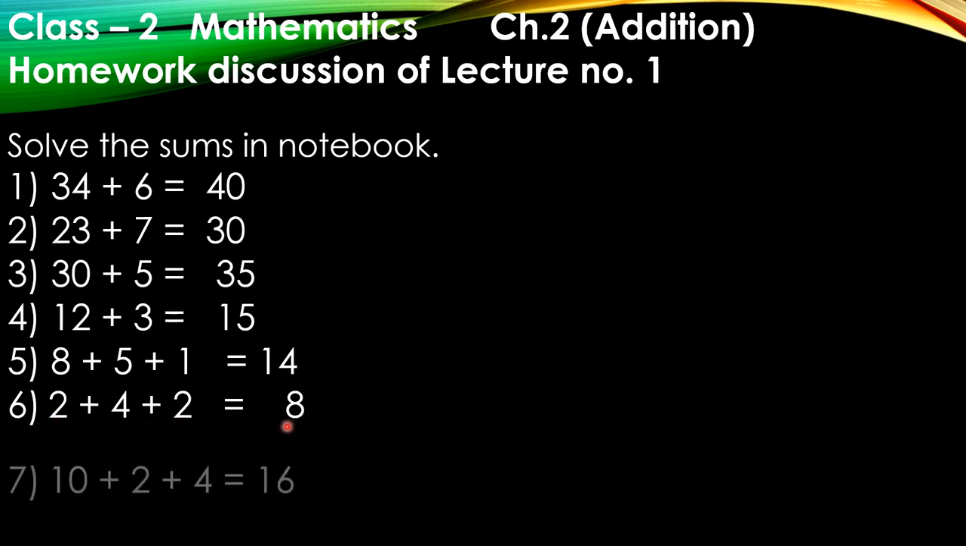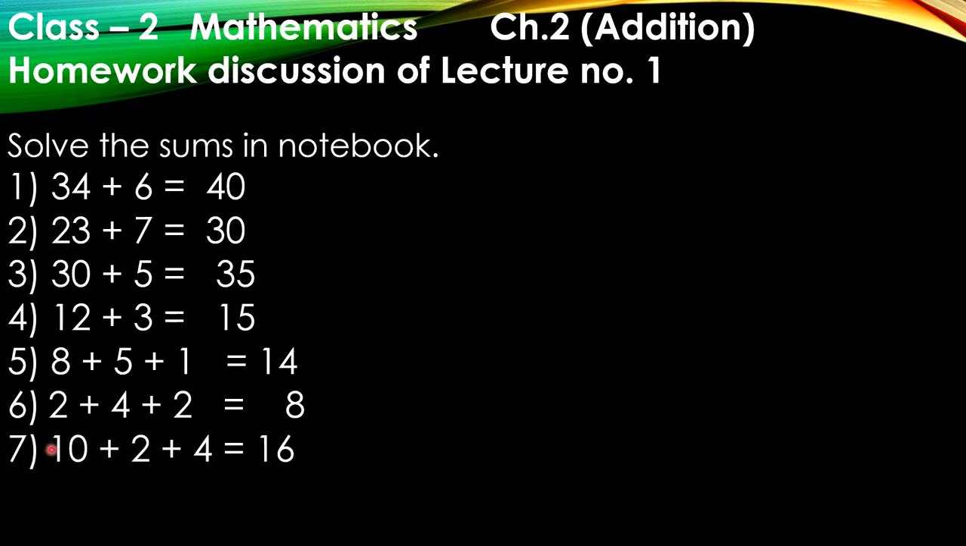Clear beta? Now in question number 7, 10 plus 2 plus 4. So 10 plus 2 is equal to 12. 12 plus 4 is equal to 16.